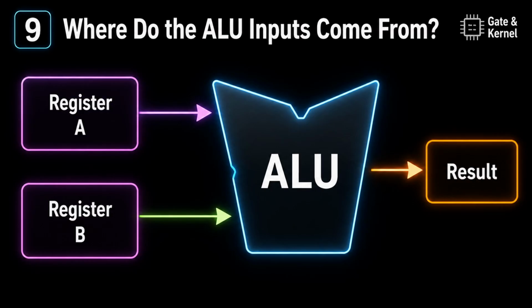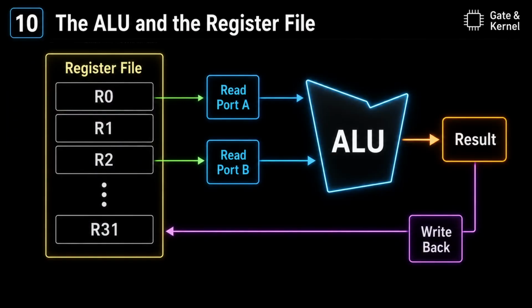So registers and the ALU have very different jobs. Registers store values. The ALU transforms values. That difference is simple, but extremely important. Chapter 10. The ALU and the register file.